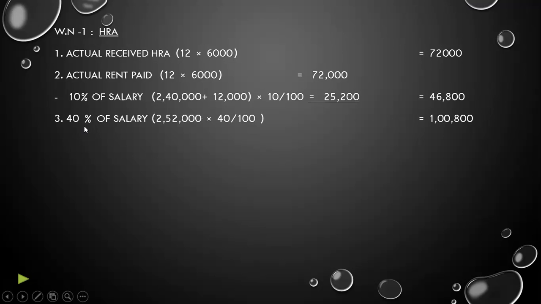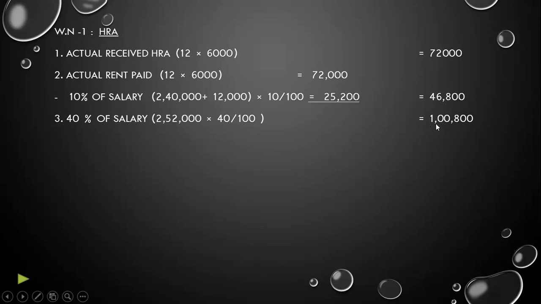And our last condition is 40% of salary. Why 40%? Because only for four cities it is 50% of salary. The rest of the cities will be calculated under 40% of salary. Which four cities are there? Mumbai, Delhi, Kolkata, and Chennai. Here the house is in Ahmedabad, so 40% of salary. Our salary is already calculated as 2,40,000 plus 12,000, so 2,52,000 into 40%, that is 1,08,000.